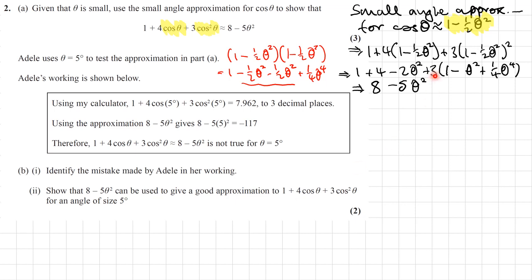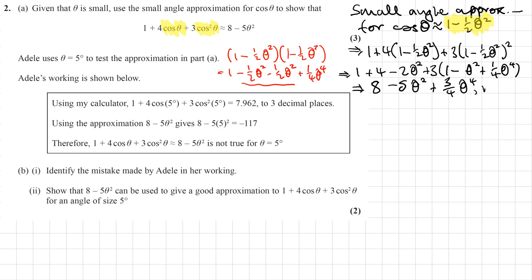And then I'll have 3 quarters plus 3 quarters theta to the power 4. So plus 3 quarters theta to the power 4. Now you can see it matches up apart from the last term. I've got the 8 minus 5 theta squared, that's the same. Then it's got this plus 3 quarter theta to the power 4. Now theta is small, this is probably going to be small enough to ignore.